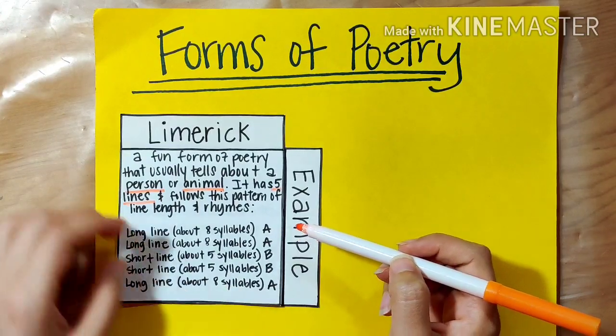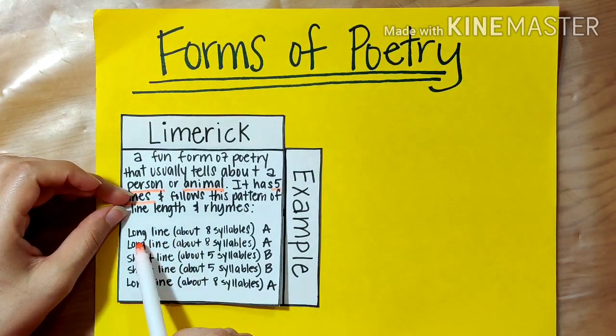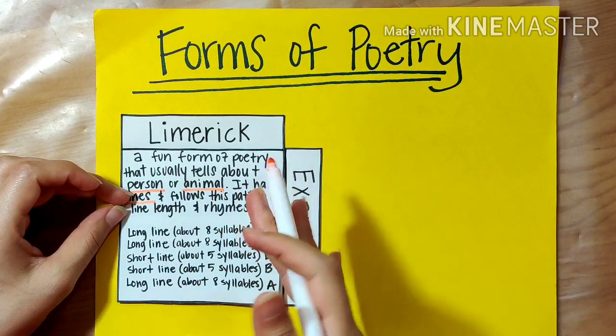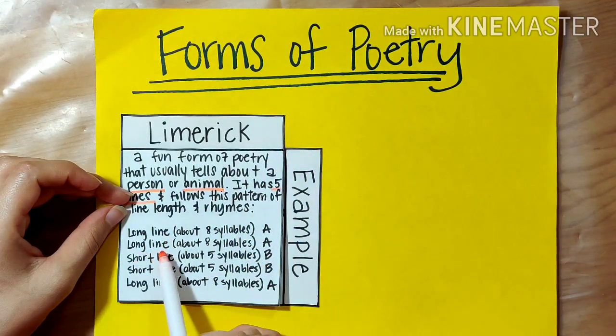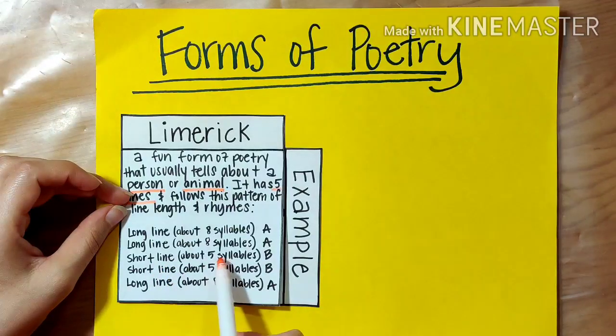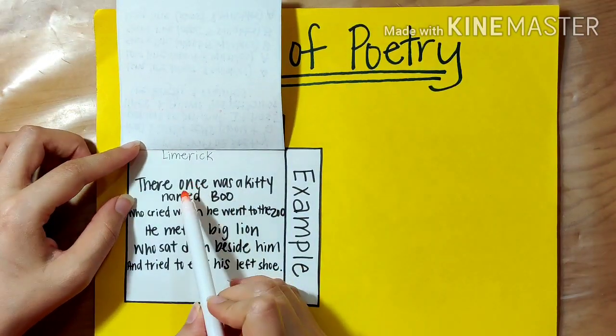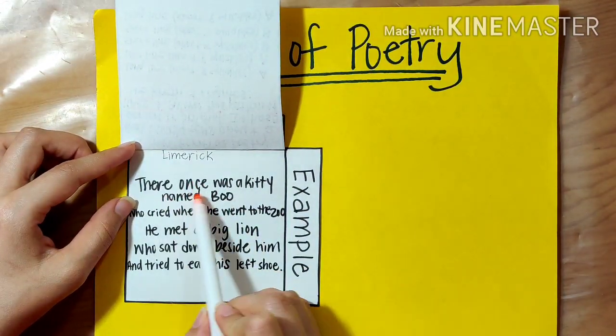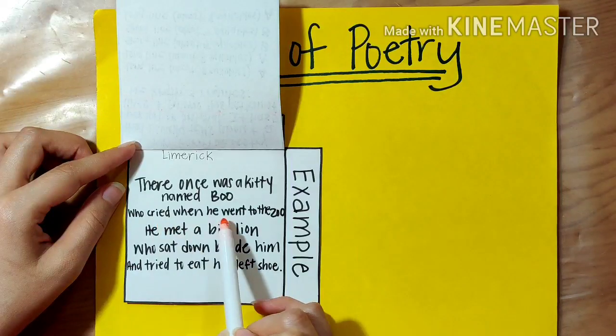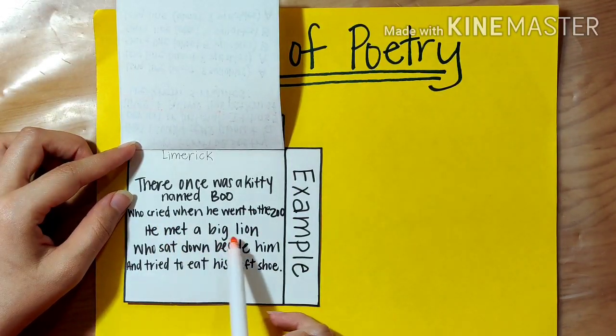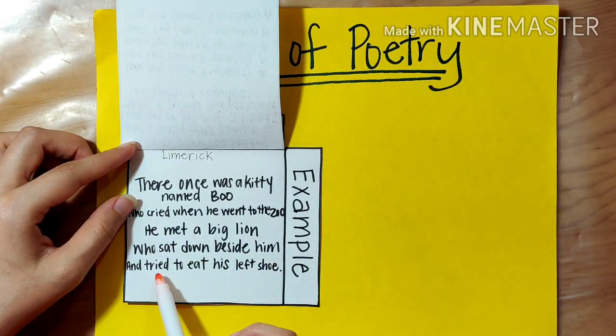Okay, so basically this poem will have a pattern. And we also want to make sure that we have a long line, which is roughly about 8 syllables long, a long line again with 8 syllables, a short line and another short line with both 5 syllables, and then it goes back to a long line with 8 syllables. Okay, so how about we read an example of this? And here we have, there was a kitty named Boo who cried when he went to the zoo.